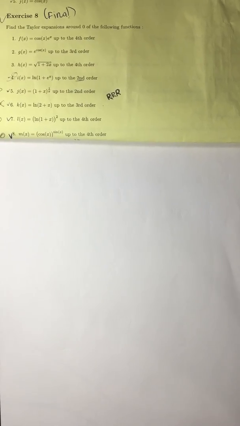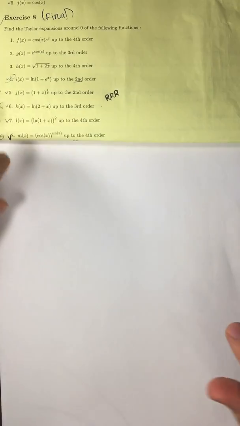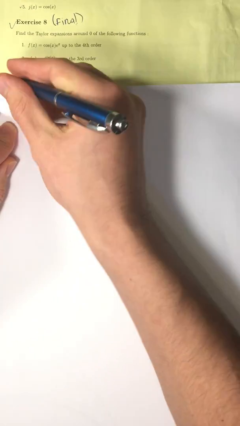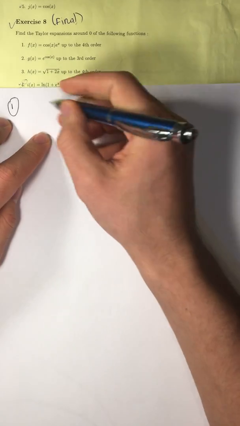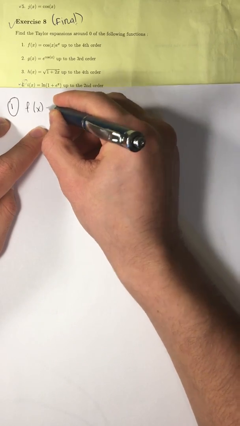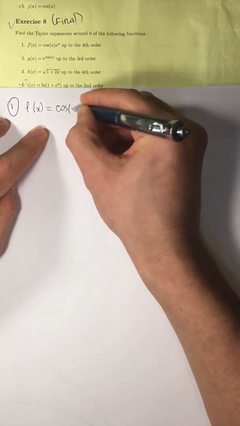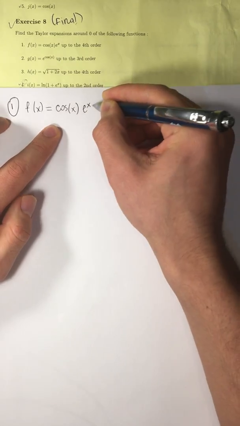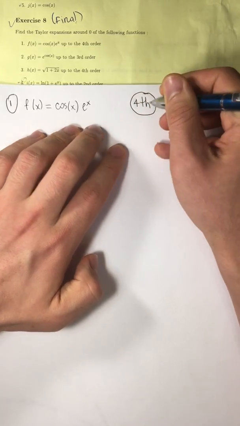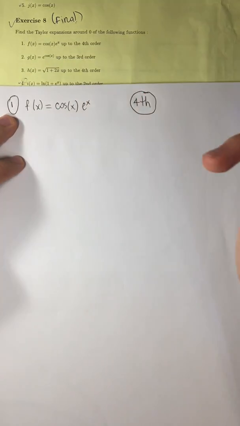Let me focus first. I'm going to be solving number 1 now. Number 1, start from here. The question is, we have exercise 8, number 1, we have f of x is equal to cosine x e to the x. So what's the question? Up to the 4th order.